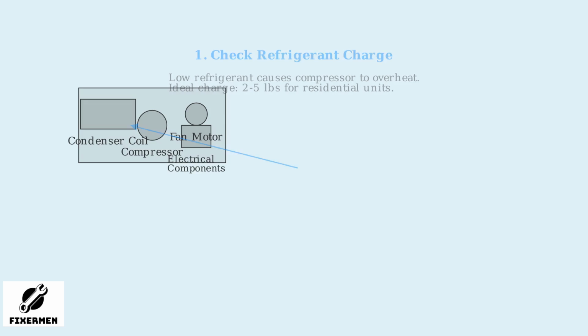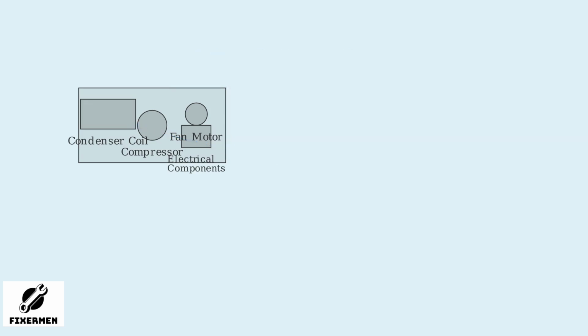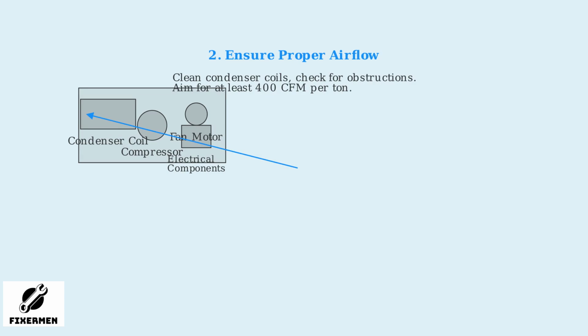First, check the refrigerant charge. Low refrigerant levels cause the compressor to overheat. Ideal charge levels are model-specific, usually between 2 to 5 pounds for residential units. Second, ensure proper airflow by cleaning the condenser coils and checking for obstructions. Aim for at least 400 CFM per ton.